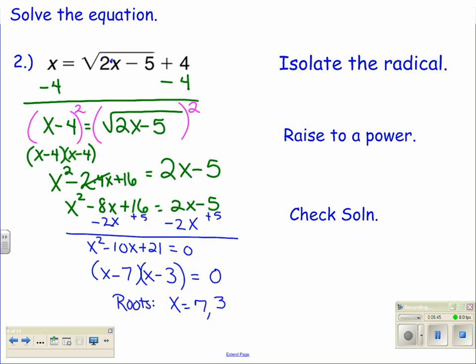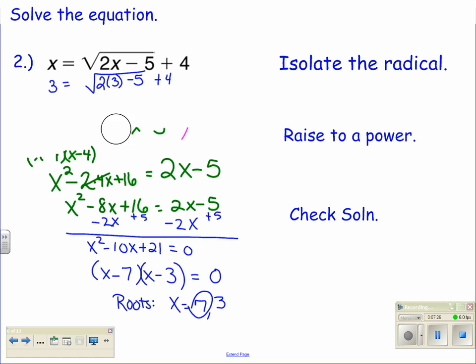If I run 7 back up in here, I get 2 times 7 is 14. 14 minus 5 is 9. And the square root of 9 is 3. I end up with 3 plus 4 should equal x. And remember, x we started out with being 7, so 7 equals 3 plus 4. It works. Next, we should plug in the 3 and see if that solution works. So if I go 3 in here, I'm going to get 2 times 3 minus 5. 3 goes in for x there as well.